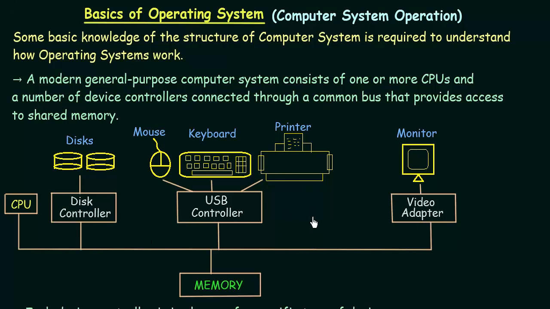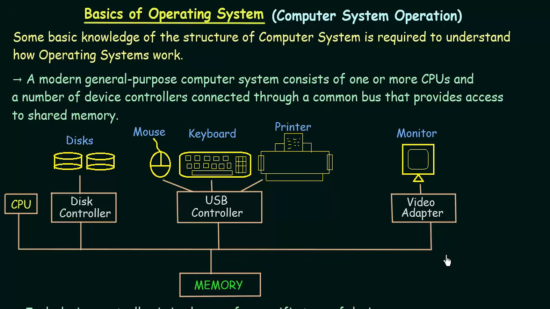And these adapters or controllers are in charge of how these devices actually work. And then the CPU, the central processing unit, along with these controllers, is connected via a common bus. This line over here represents the common bus which we talked about, and we see that they are all connected to this bus. It is common to all of them, and that bus is connected to a shared memory.